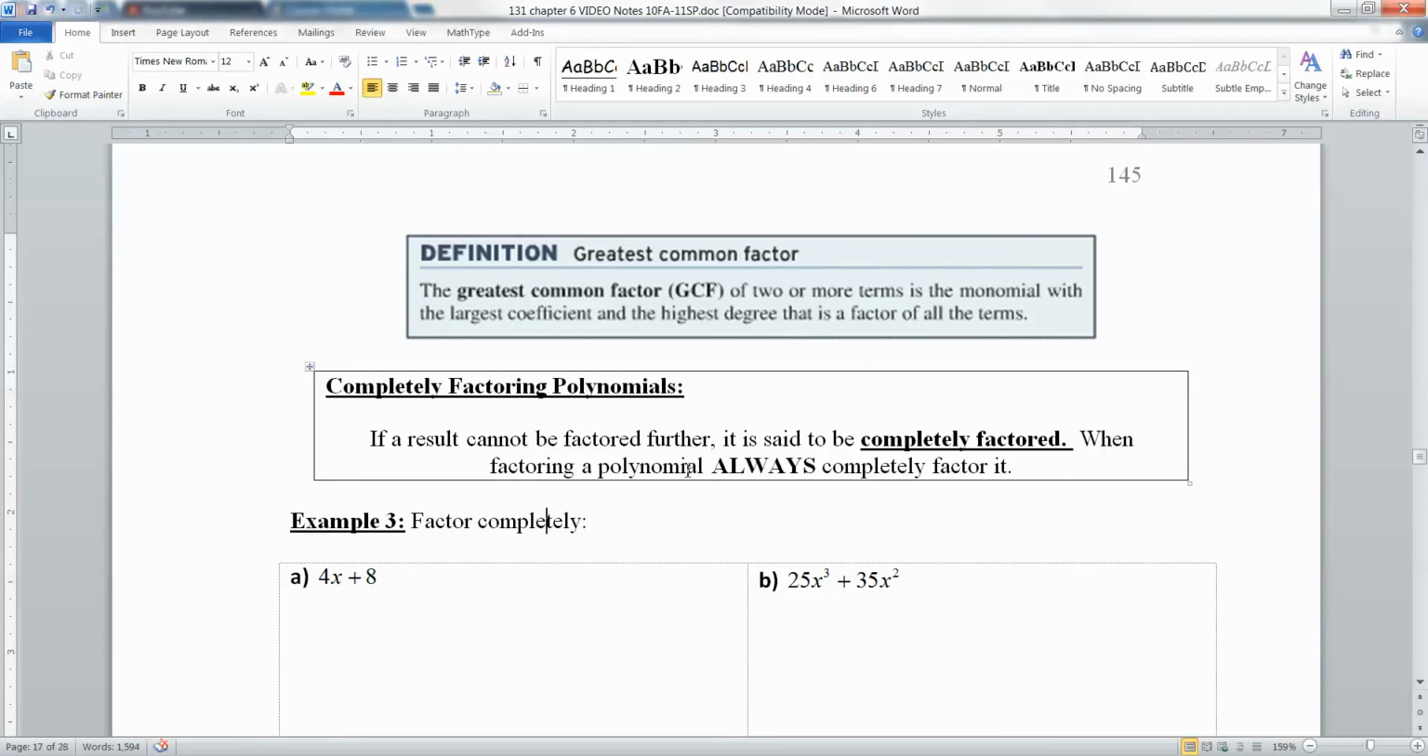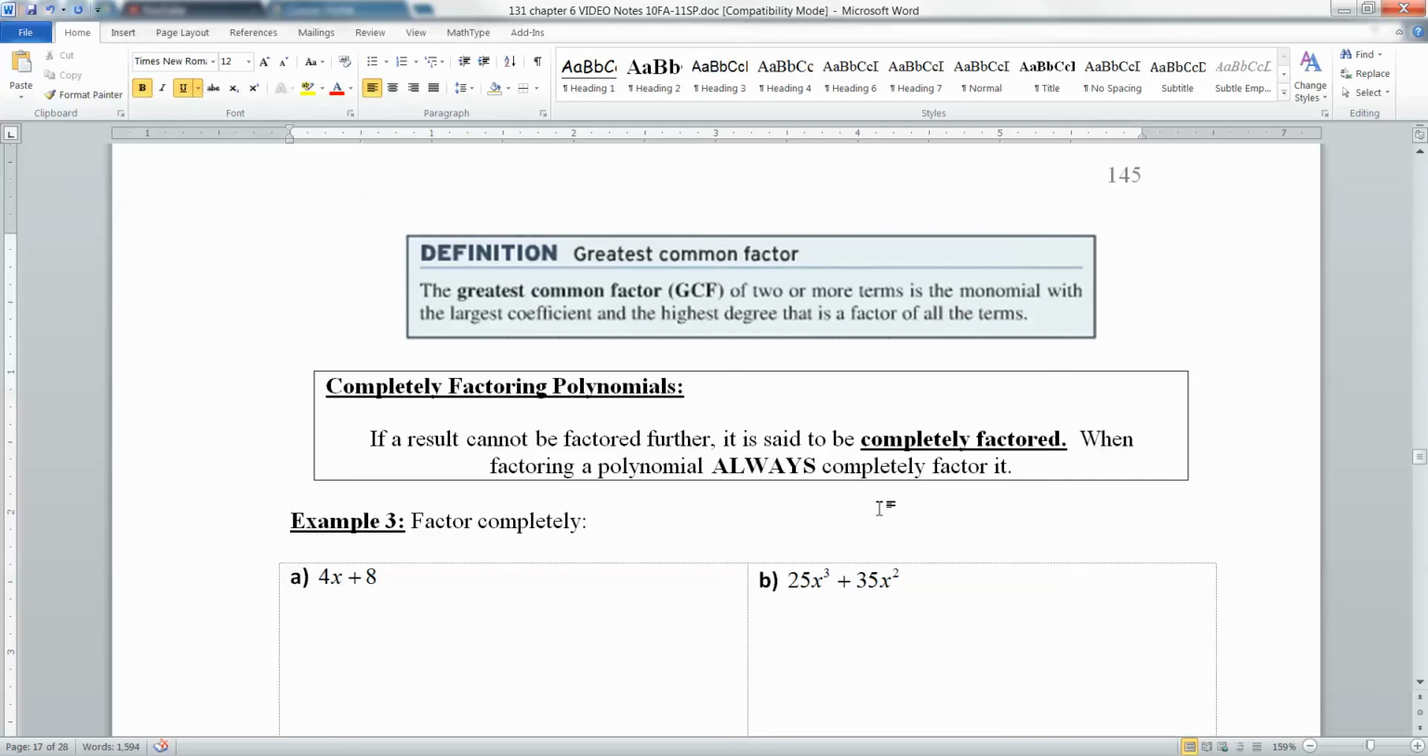Now, polynomials that are completely factored are ones that you cannot factor any further, right? You've tried every single thing. That's going to become a little bit more important later on, but you get the general idea. So in factoring a polynomial, we always want to do it completely if at all possible. Okay, so let's practice it.